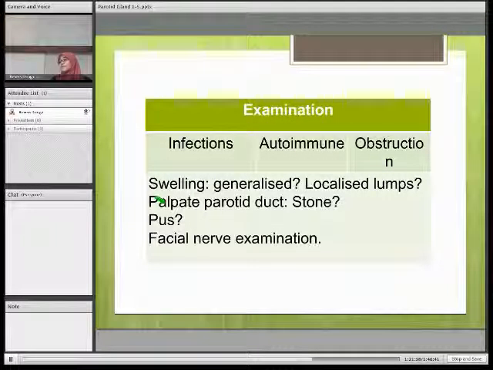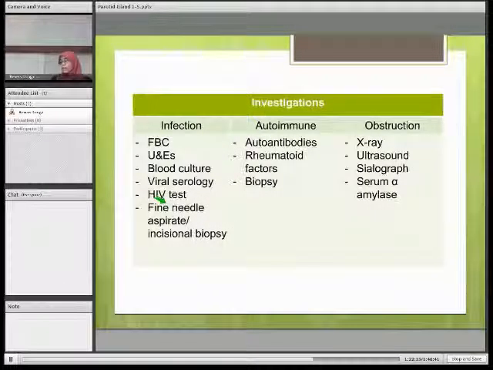And you can see if there's pus. So ask the patient to open their mouth and put pressure on the parotid gland. You can see white stuff coming out from the inside of their cheeks. So that is probably infection. And you can do a facial nerve examination, but that's more pronounced in neoplasia.